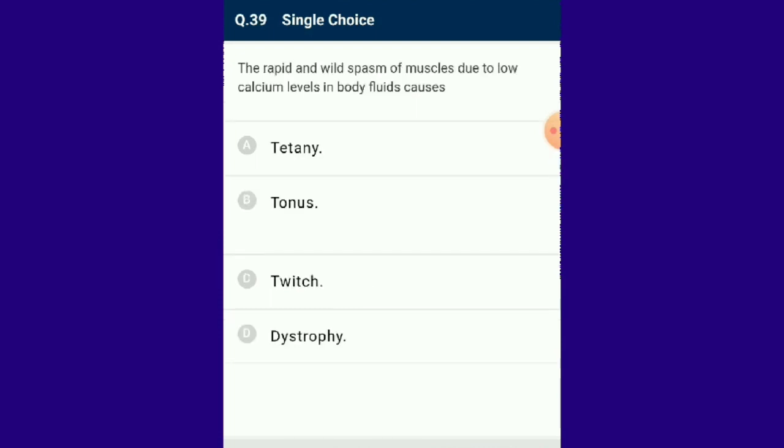Question number 39. The rapid and wild spasm of muscles due to low calcium levels in body fluid causes. Calcium is one of the main constituents in the human body. It aids in the proper functioning of various organs, muscles and nerves. Calcium ions are essential for several major metabolisms of the body, including bone formation. Low calcium level is known as hypocalcemia, characterized by absence of symptoms, tiredness and muscle spasm. Low calcium in the body fluids leads to rapid, involuntary and wild spasm of muscles. So the answer for this question is option A, tetany.